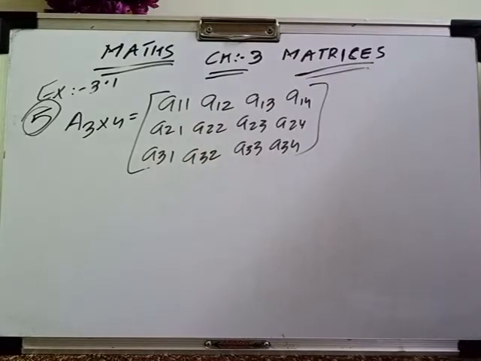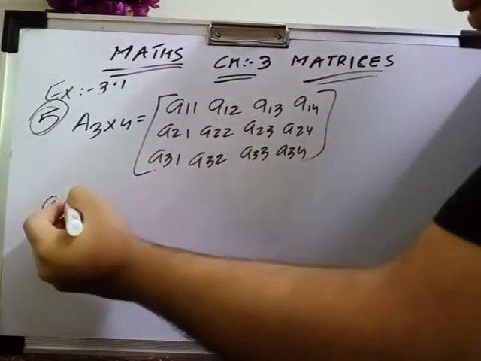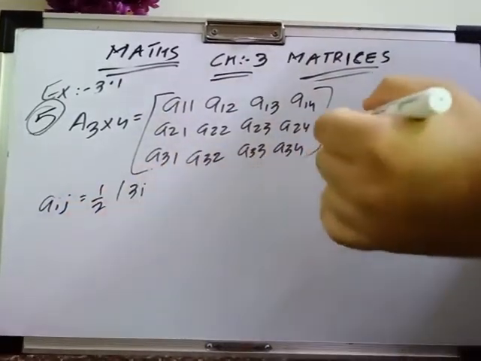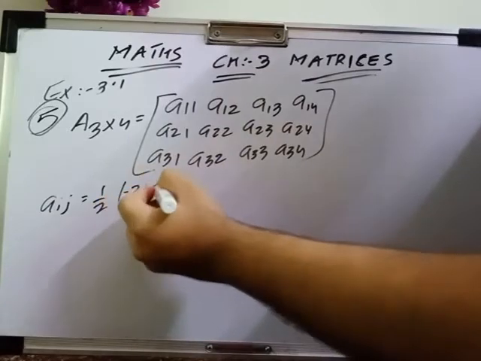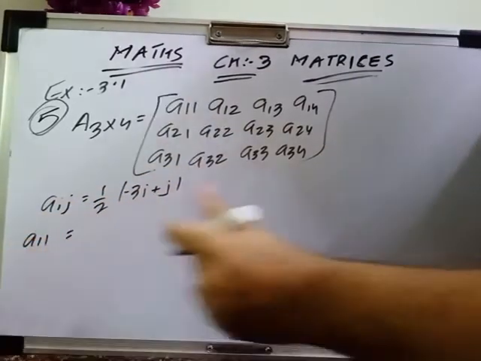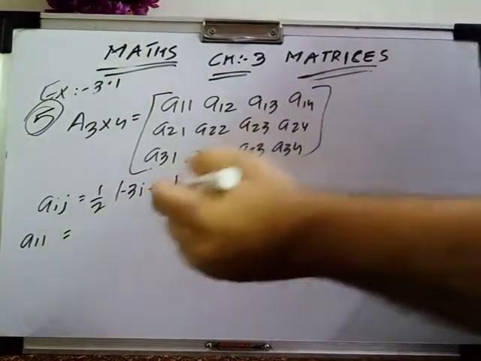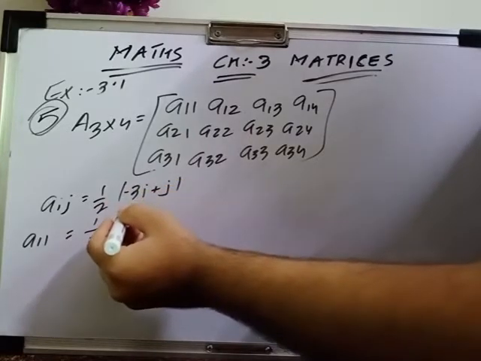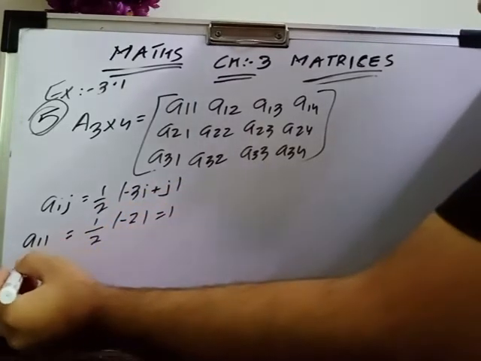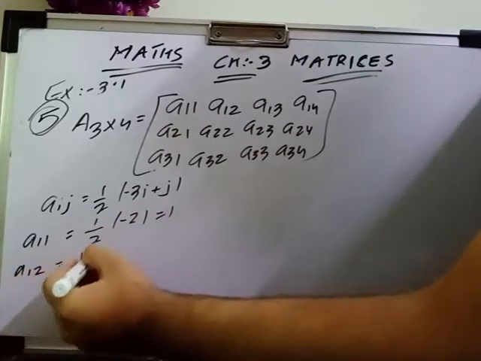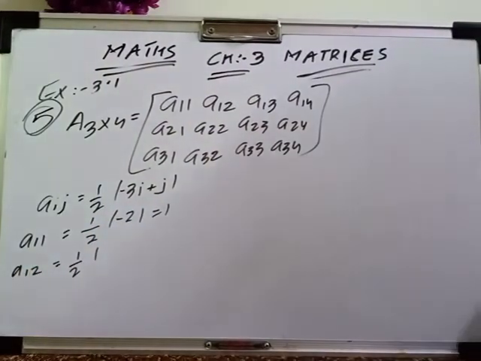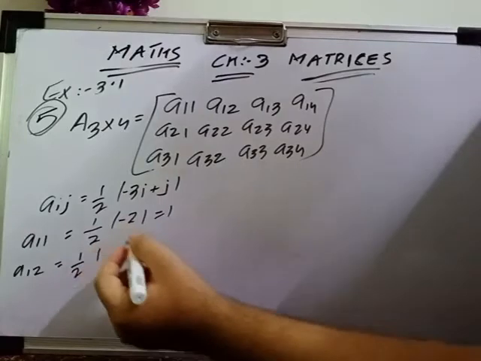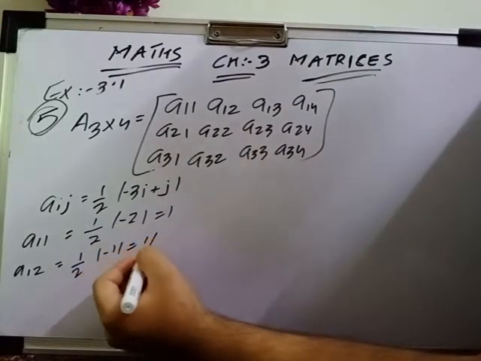And the given formula for that Aij is 1 by 2 mod of 3i minus j, right? So if I am interested in finding A11, then I will take i as 1, j as 1, so minus 3 plus 1 will give me minus 2, so it will be 1. A12 will give me, keeping i as 1 and j as 2, so minus 3 plus 2, I will have minus 1, so it will be 1 by 2.